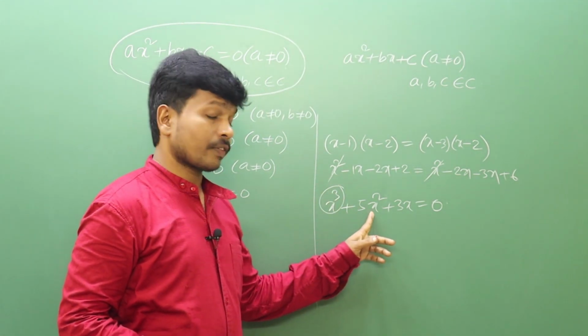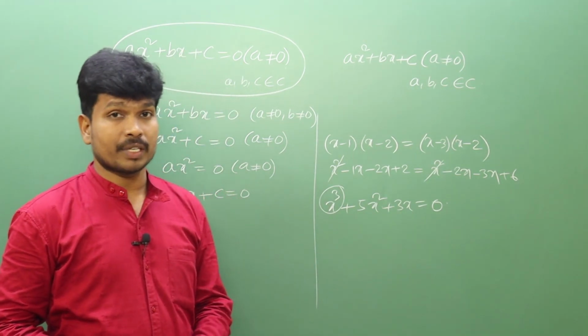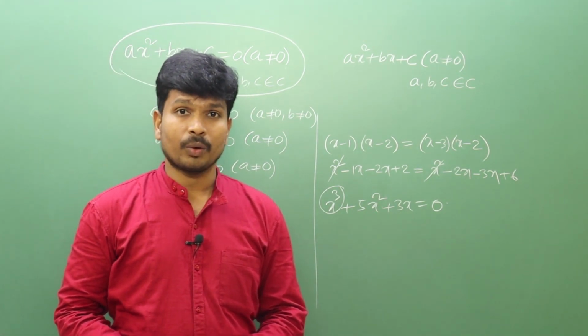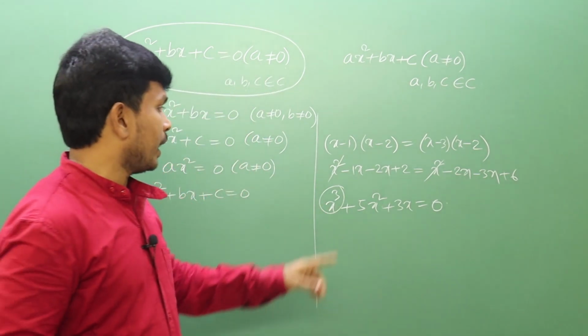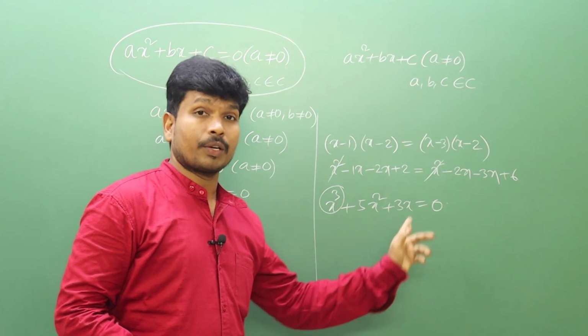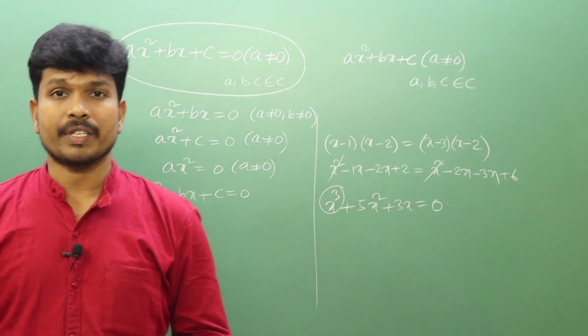Sir, there is an x² term, so shouldn't it be a quadratic equation? Does anyone have this doubt? The highest exponent must be 2, but here 3 is there. It is a cubic equation, not a quadratic equation.